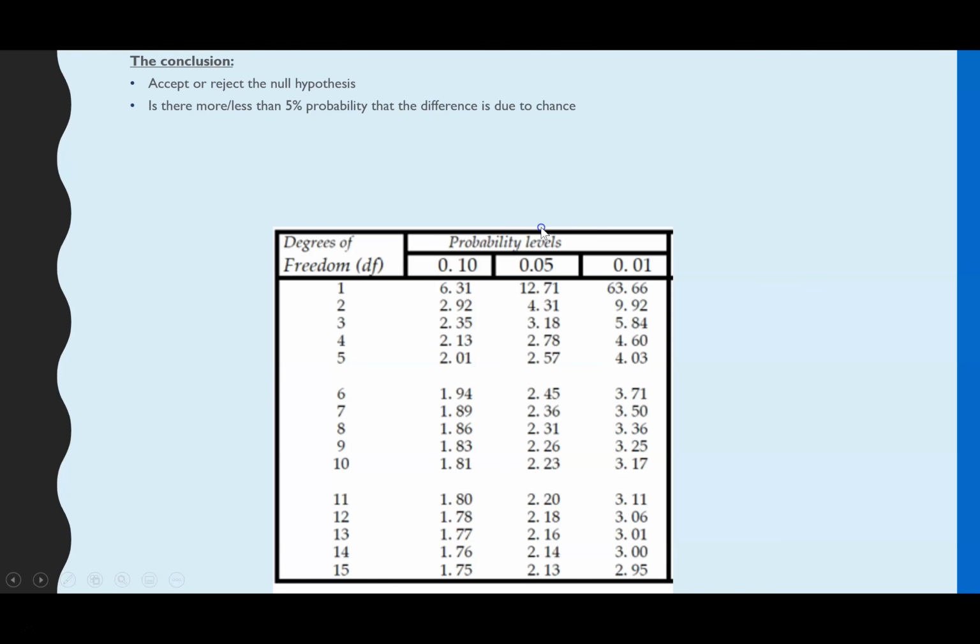So we'll have a go at how you'd write the conclusions. And within your conclusion, you always have to say, do you accept or reject your null hypothesis? Is there more or less than 5% probability that the difference you see in the means is due to chance? And the null hypothesis will be stating that there is no difference between the two means, whatever those variables are.